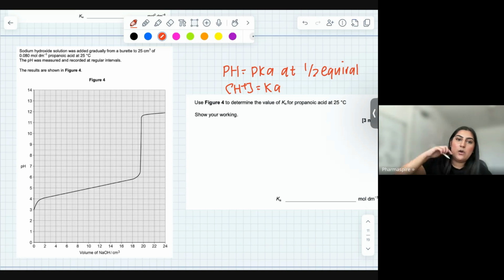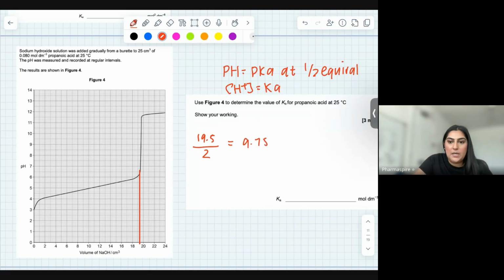Okay, right. So we need to determine the volume at half the equivalence point for propanoic acid. So if we look at the equivalence point, I'm going to read down. Getting like 19.5. I'm just reading, obviously read off properly. And we want half the equivalence point. And we need a volume, right? So I'm going to do half of the equivalence point and divide it by 2. 9.75. Everyone happy? Why I've done that? Half the equivalence point, whatever.